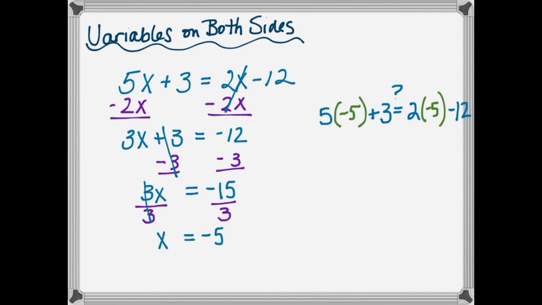5 times negative 5 is negative 25, plus 3 equals 2 times negative 5 is negative 10 minus 12. Negative 25 plus 3 is negative 22 equals negative 10 minus 12 is negative 22. So that checks, and we are good to go.